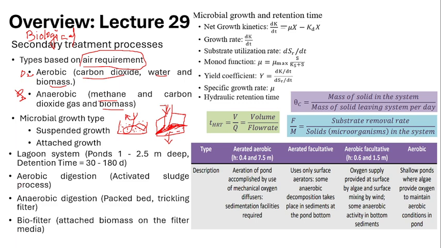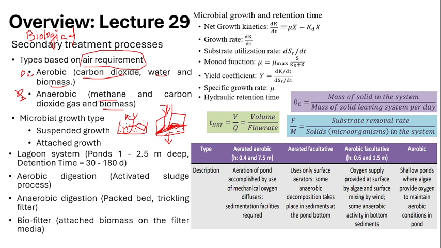And coming to aerobic, anaerobic digestion, as I said, aerobic involves oxygen. One of the examples is the activated sludge process, and anaerobic digestion involves absence of oxygen. It is like packed bed and trickling filter. Biofilter is a filter where the biomass is attached and it is used for filtration of the water. So these are some equations required for problem solving.